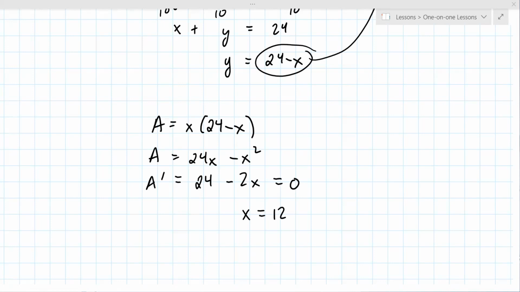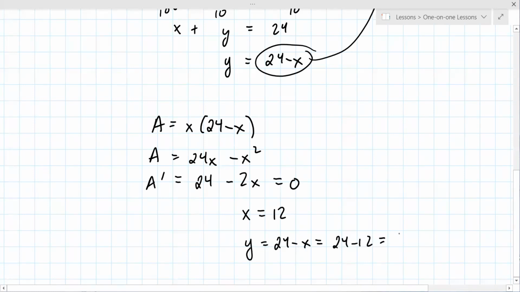So that makes sense. Okay, so the problem you're going to get in the exam will be the exact same, except the numbers will be slightly different. The only change is where those numbers fit in, and you'll get something very similar. So the Y value is 24 minus X. So that's 24 minus 12. And then the area you get from X times Y. So that's how those numbers come together.